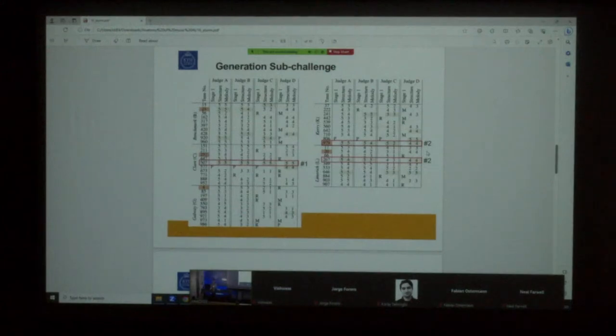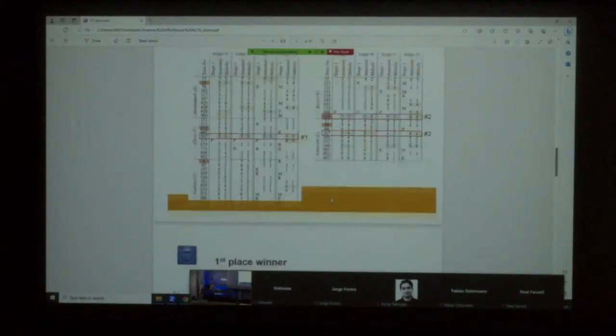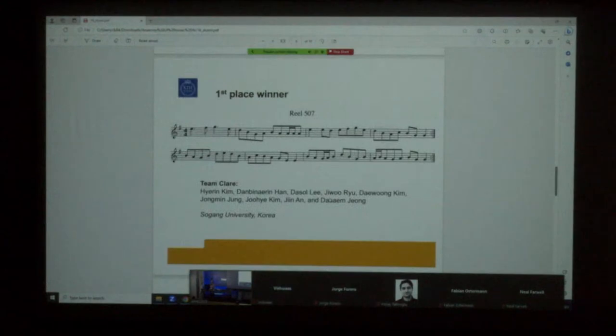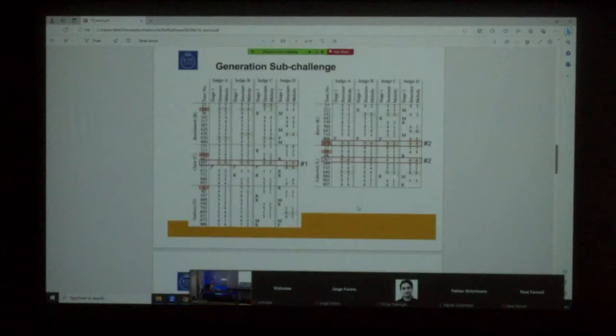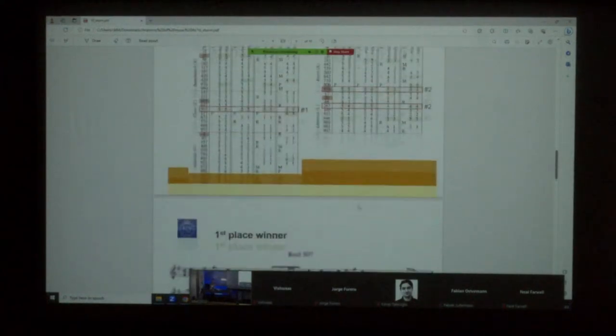And the winning team, number 507, comes from Korea. So this is Daesam Jong's research group at Sogang University in Korea. This is the reel, four measures times two, a very simple one. Now, of course, the second place winners are from my lab, so not all is lost.